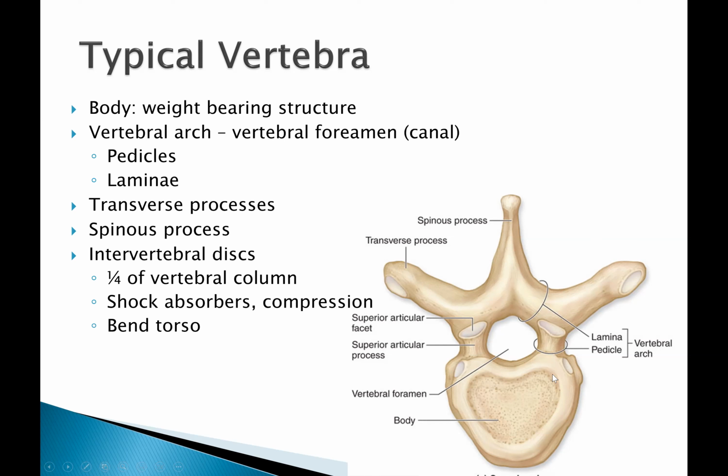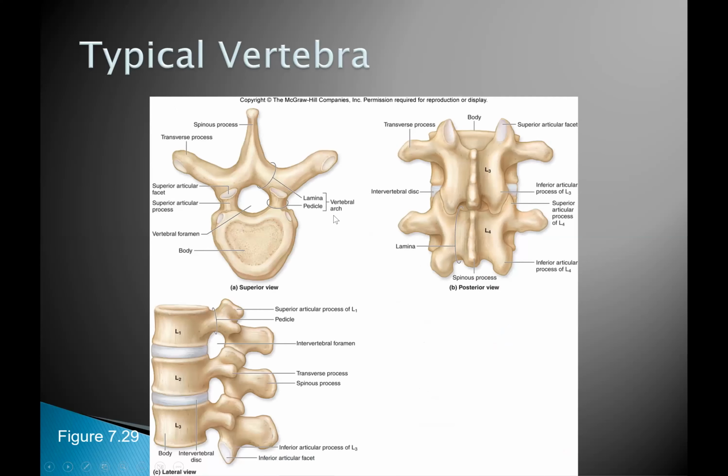If we look at this from the side, you'll see in between the bodies is an intervertebral disc. This makes up a quarter of your entire vertebral column. It's a little shock absorber in between the bones to help with compression. It also helps with the bending of the torso. Here's a typical vertebra, and you can see the disc in between. This is your intervertebral disc.